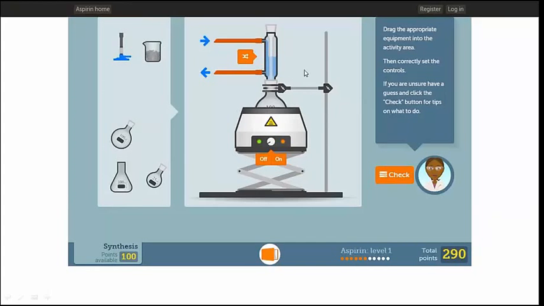You can play around with these different things so that when you get into the lab and you're doing the practical with your teacher, or perhaps you've done that practical but you want to refresh your memory about it, you can play around with it on here. It also highlights some of the common errors that are made during practical activities, so you can make sure that you avoid them when you do your practical.